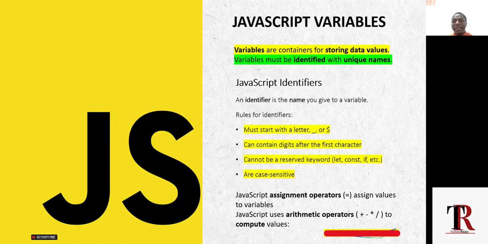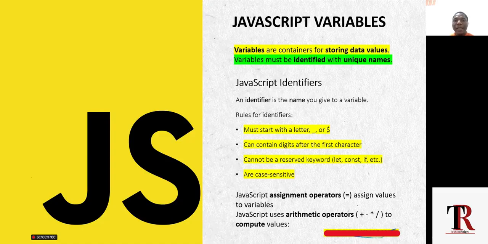And a variable must be identified with a unique name. So there are rules and conventions for naming variables in JavaScript so that you don't run into an issue in your program or see inconsistent output from the result of your program. We have JavaScript identifiers. An identifier is the name you give to a variable.